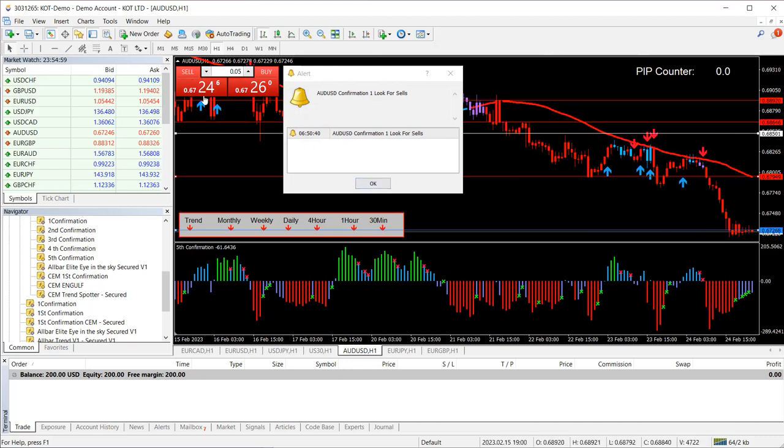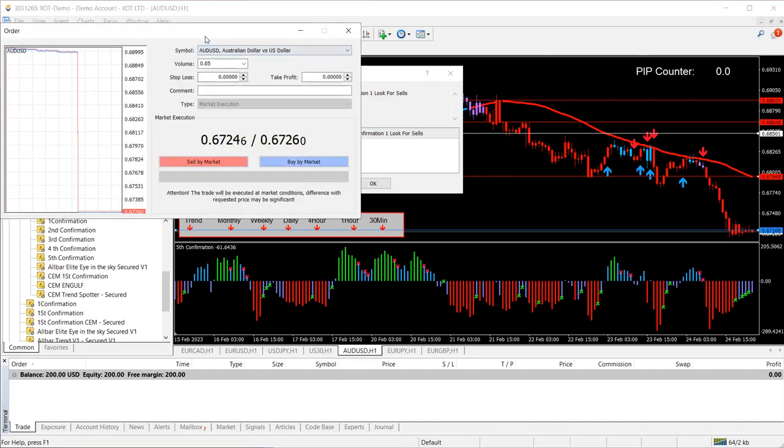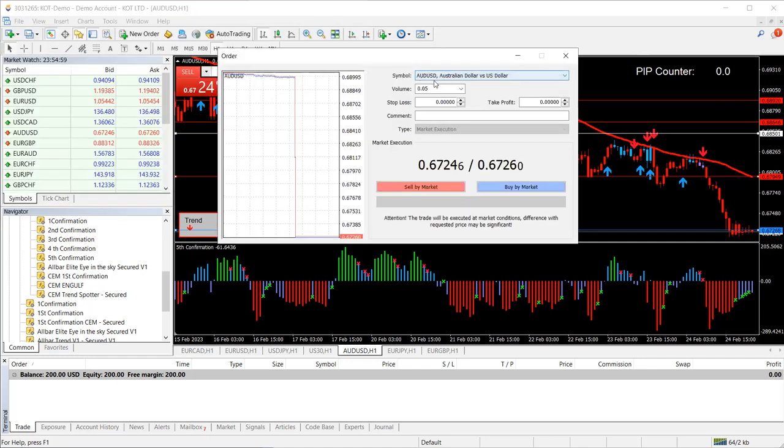Now, right now, nothing's going to happen because it's the weekend. But I'm going to show you what pops up. So this is what you're looking at. Okay. What you were trading, that's right here, the AUD USD. The Australian dollar against the American dollar. This is how much we're willing to put on the trade, which is 0.05, which equals 50 cents.